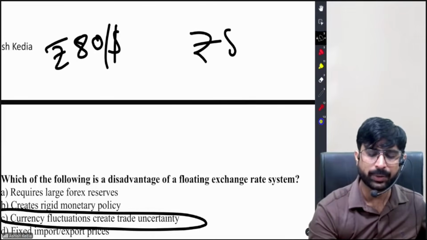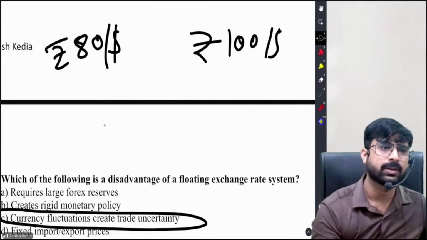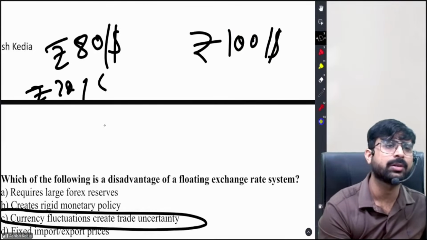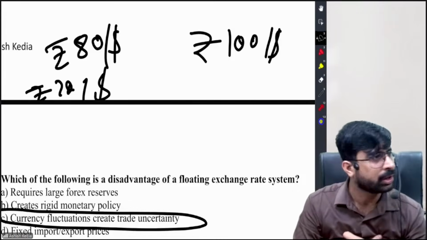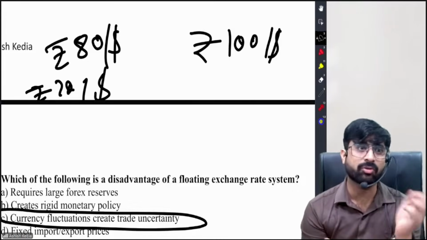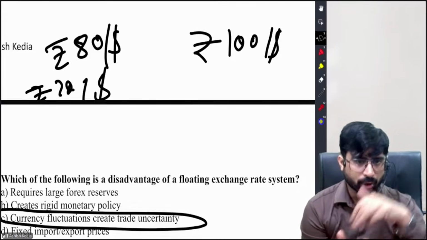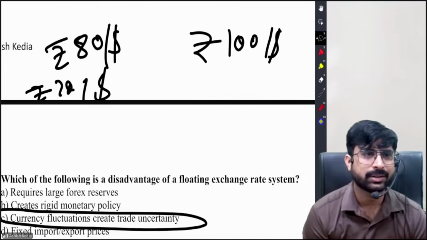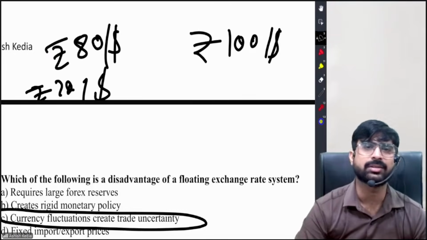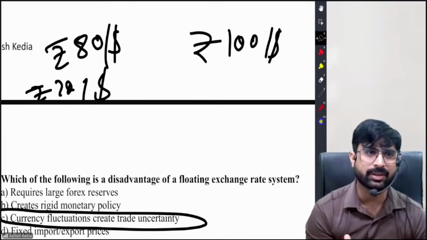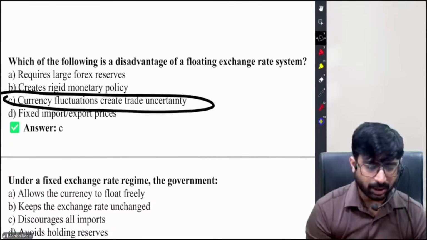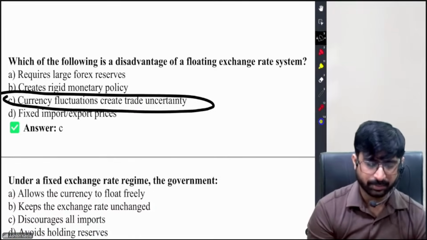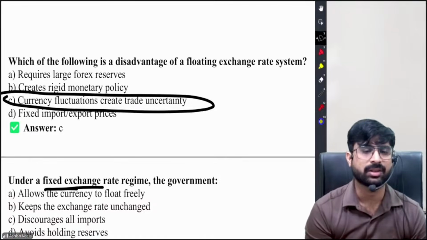Another day, it may become rupee 100 per dollar, or it may become rupee 70 per dollar. So whatever decision you take today, because of instability, because of market fluctuations, you would never know what will happen the next day. And nobody trades in uncertainty. Some uncertainty is there, but not so much. Under the fixed exchange rate system, the name itself says fixed exchange rate system.